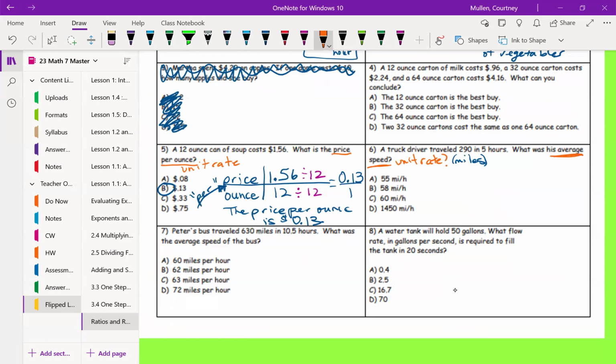Try number 7. Peter's bus traveled 630 miles in 10.5 hours. What was the average speed of the bus? You see it again.